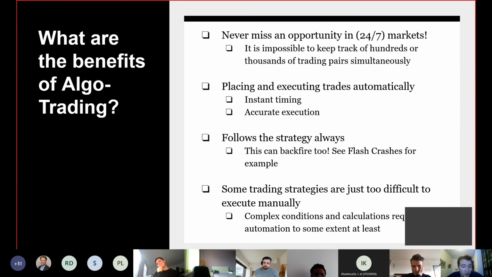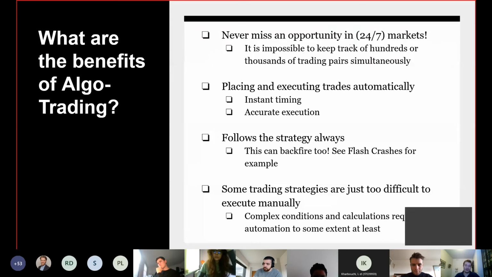Also, if you have an automated strategy, it always follows it. If you made the strategy good, then it's going to follow it and you're going to make a profit. But if you didn't do it properly, then you're going to be making losses, because it's always going to follow that, right? So that can backfire too.